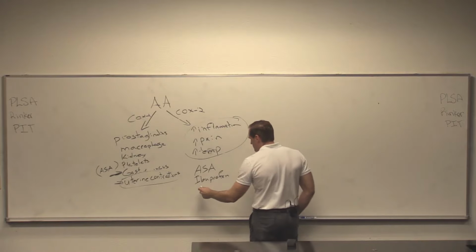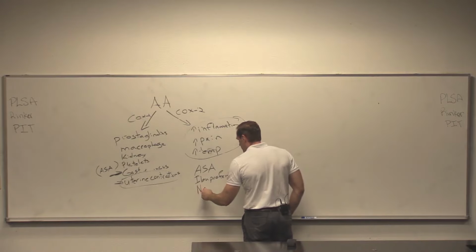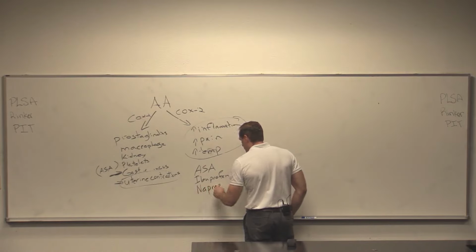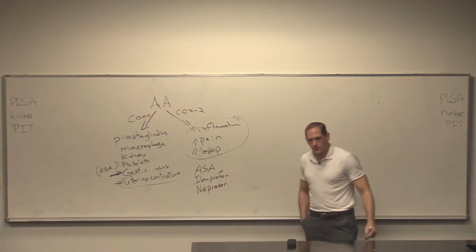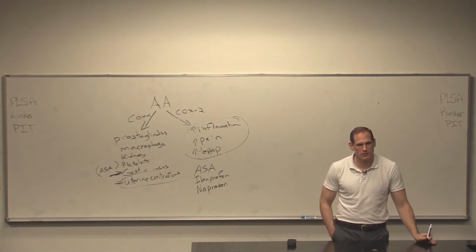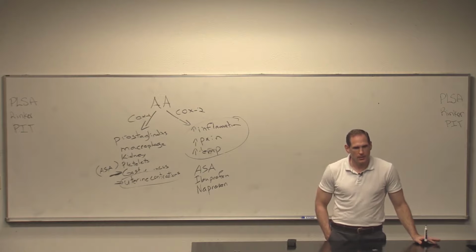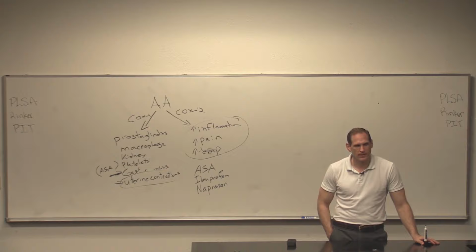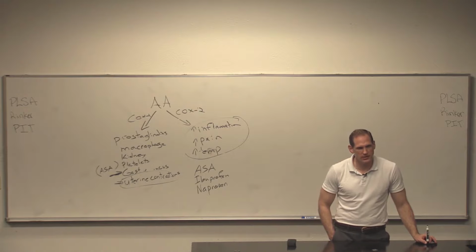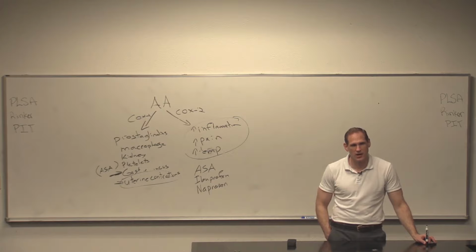Then you have naproxen. Naproxen typically comes in 200 milligram tablets, but the max dose is usually 500 or 550. And you can't exactly make that happen with the over-the-counter pills. One of the major advantages of naproxen is that it lasts longer, so instead of taking it 3 to 4 times a day, you only have to take it twice a day.